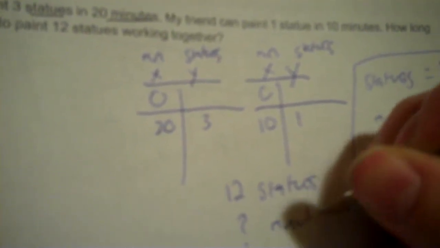So X is minutes. You got to label them so you don't put the numbers in the wrong place. Y is statues. We will not be doing the 0, 1, 2 because I don't have my statues per minute. So I go 0, block it. 0, block it. Okay, I'll come back up there and fill in the Y here in a bit. 3 statues, 20 minutes. Now my friend, he can do 1 statue in 10 minutes. Now, the 12 statues is working together. So 12 statues, question mark, minutes.